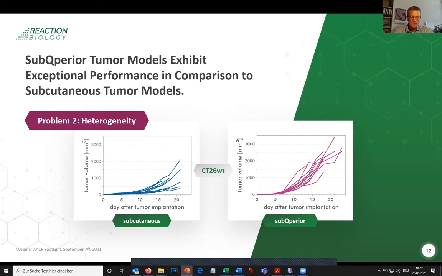Let's get back to other problems that I showed you in the beginning. Here's the graph again with the heterogeneous tumor growth. The same cell line implanted SubQperior results in tumors that grow to 2000 cubic millimeters and above, which is what we are looking for to get decent results when testing the efficacy of new drugs to decrease tumor growth.